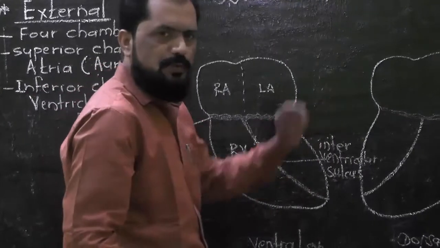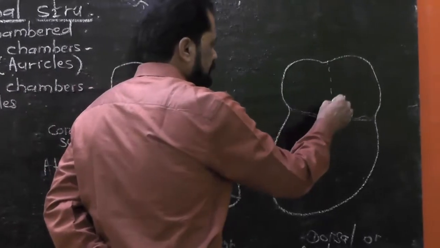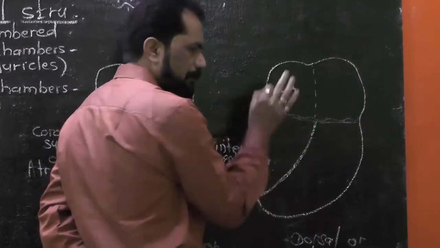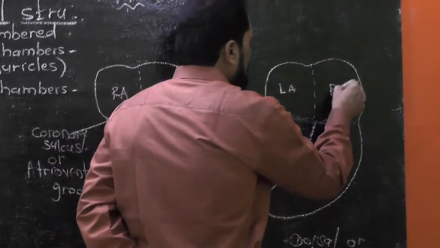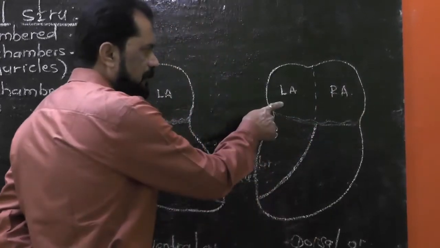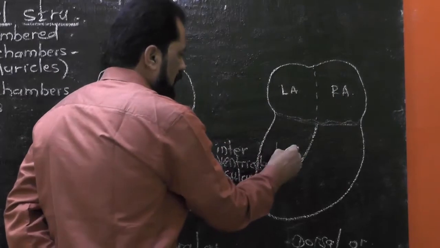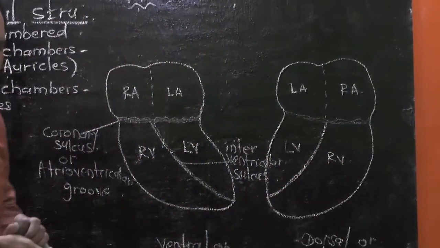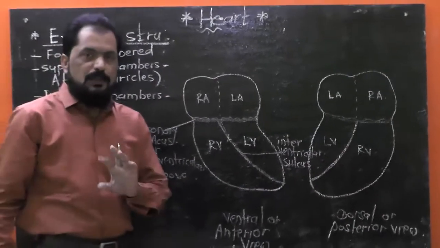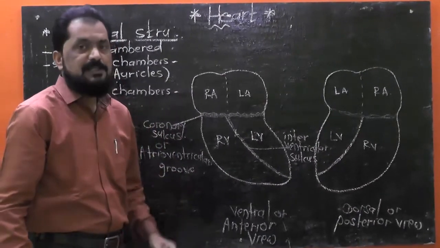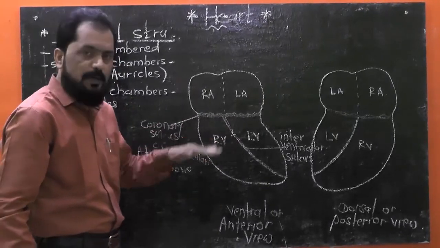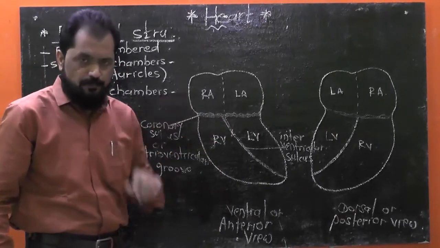And same is true here. Let me show. Consider this is left auricle from back side, this is right auricle. Left auricle, right auricle. Left ventricle and right ventricle. Now, the two large blood vessels are seen arising from the ventricular part of heart from ventral view.